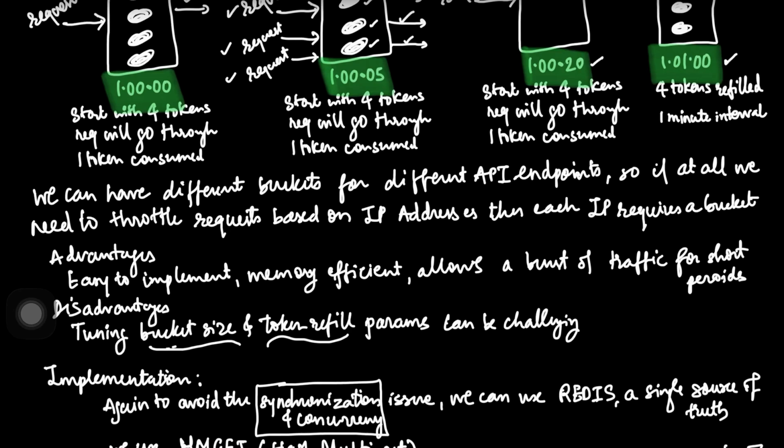Firstly, it is easy to implement because the logic is very straightforward, as I explained through the simulation. The second thing is that it is memory efficient. We only need to store a couple of numbers per user. The third, and very important, thing is that it is burst friendly. This is a big thing because it allows a burst of traffic for short periods, which is how real users actually behave. The only real downside I see is that tuning the bucket size and refill parameters can be challenging. This is something we need to understand before implementing this algorithm in our systems.